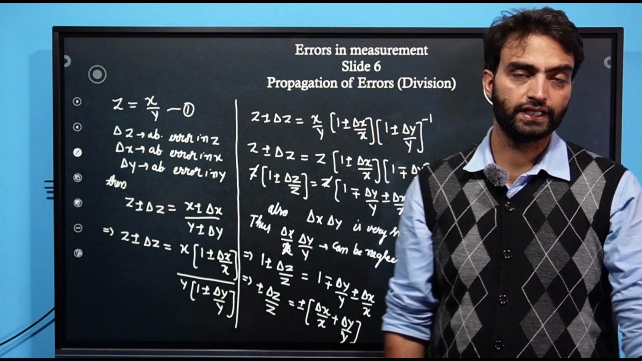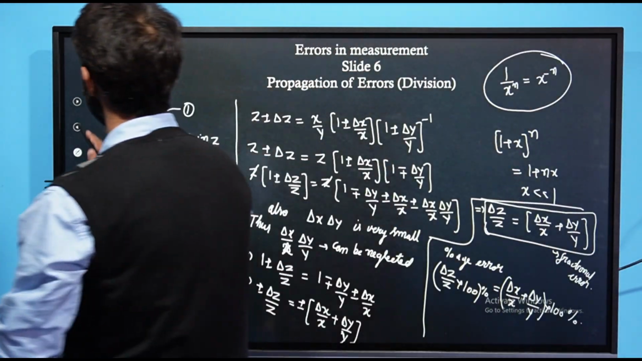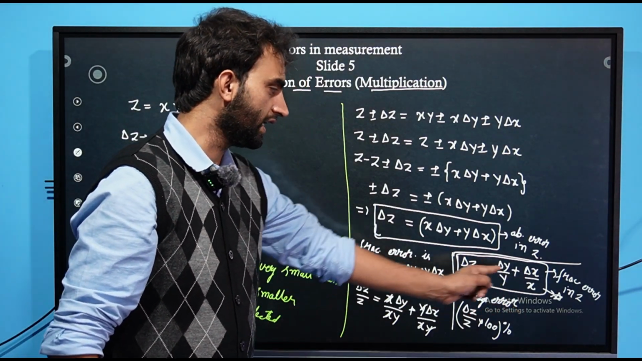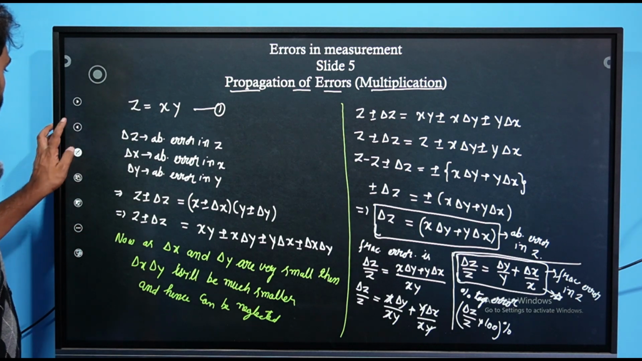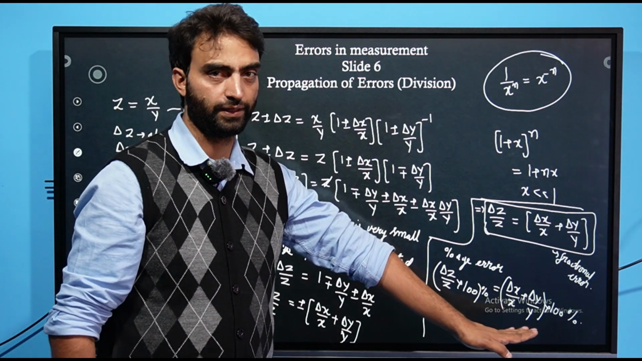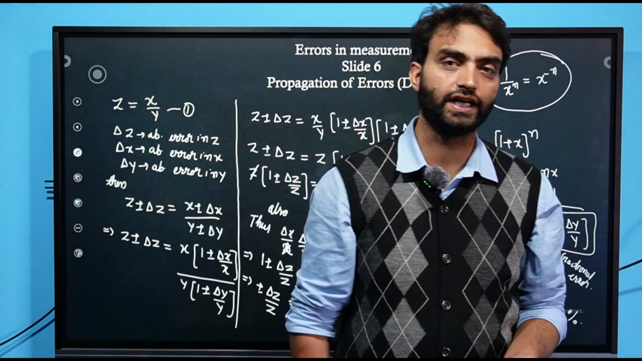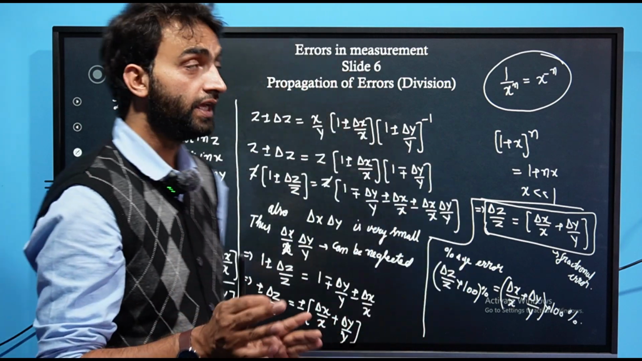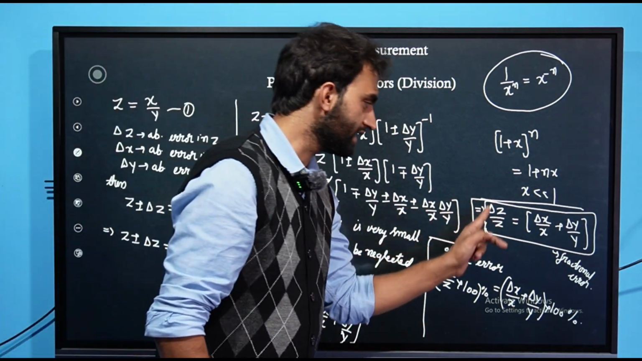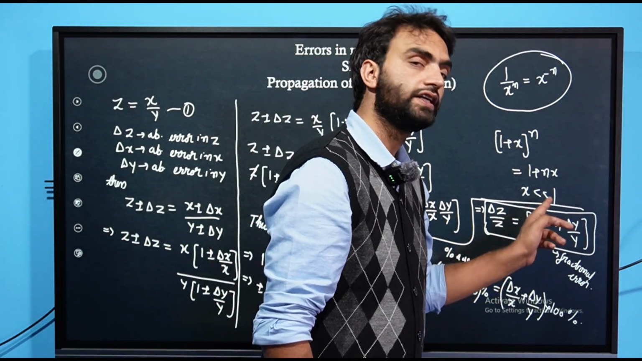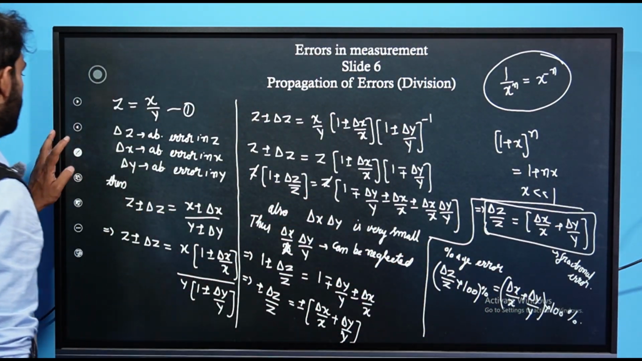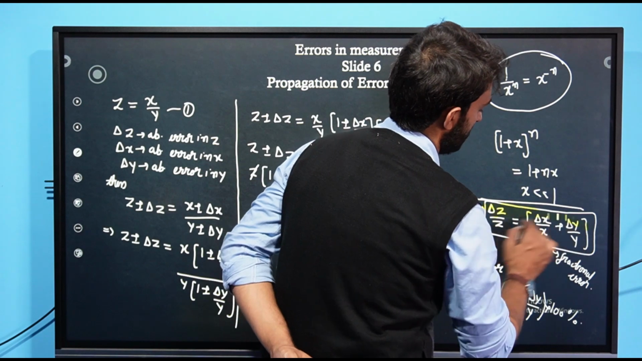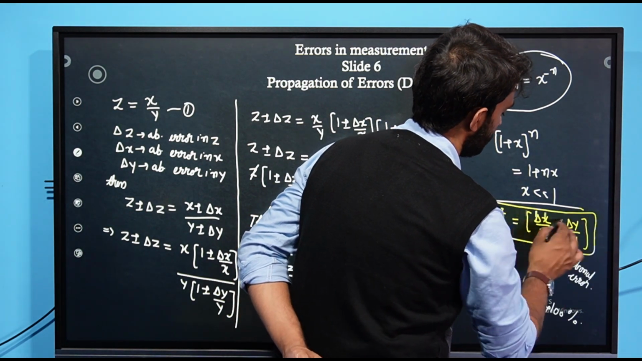Now you can see in case of multiplication as well, you have got the same value of fractional error, and in case of division as well, the value of fractional error is the same. In case of multiplication, we write it as delta x by x plus delta y by y is equal to delta z by z, and in case of division as well, we write it as delta z by z is equal to delta x by x plus delta y by y. Do you get it? So just keep this in mind. Otherwise, you are going to make mistakes while solving questions. Okay, so this you have to keep in mind.